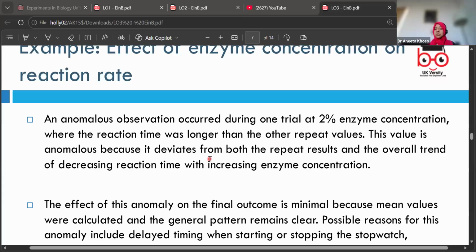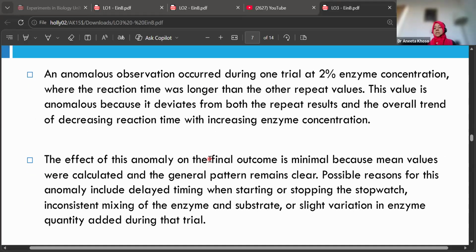Now we come to the effect of enzyme concentration on the reaction rate. An anomalous observation occurred during one trial at 2% enzyme concentration, where the reaction time was longer than the other repeat values. This value is anomalous because it deviates from both the repeat results and the overall trend of decreasing reaction time with increasing enzyme concentration.